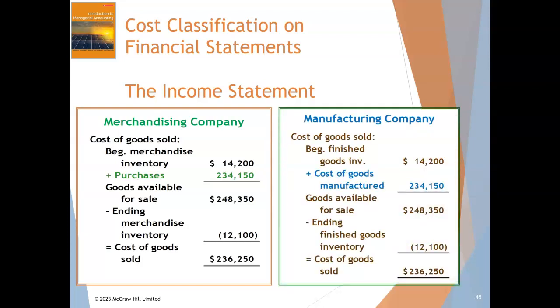With a manufacturing company, to calculate your cost of goods sold, you start with your beginning finished goods inventory, and then you add in your cost of goods manufactured, and that equals your goods available for sale. Then you subtract out your ending finished goods inventory, and that equals your cost of goods sold.